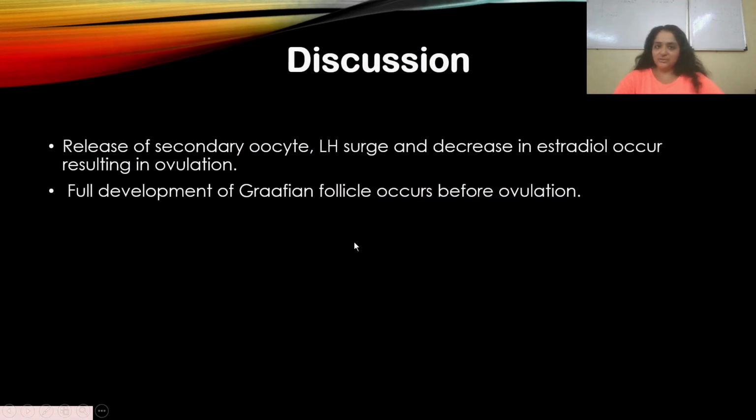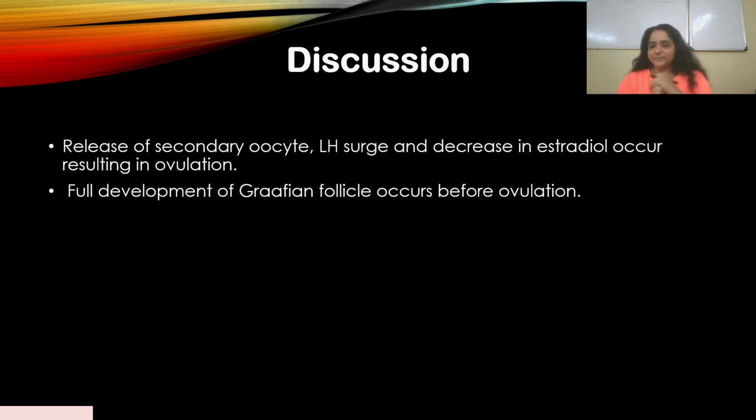So release of secondary oocyte, LH surge, yes, and decrease in estradiol, yes. There's also a decrease in estradiol one day before ovulation, and that event is also helpful for ovulation to occur. Full development of Graafian follicle occurs before the ovulation, much before that. The Graafian follicle is ready, and even meiosis one is completed inside. It's in the secondary oocyte stage.